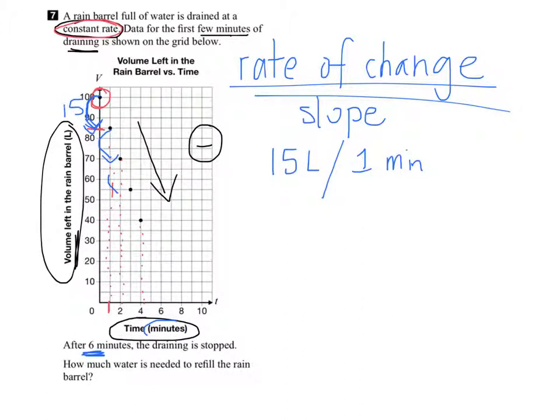So the last point they've graphed here is 4 minutes. What happens at 5 minutes? What does it decrease by after? What do I have to subtract by? 15. It goes down by 15 every minute. So for 5 minutes, how many liters are in the barrel? What's 40 take away 15?